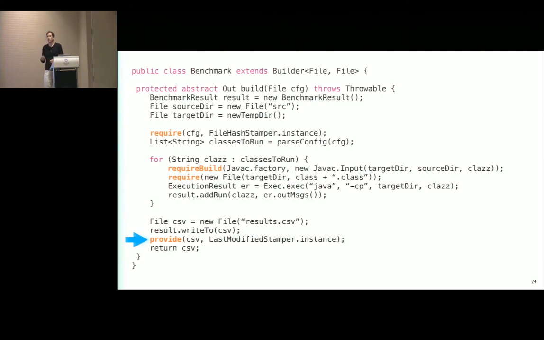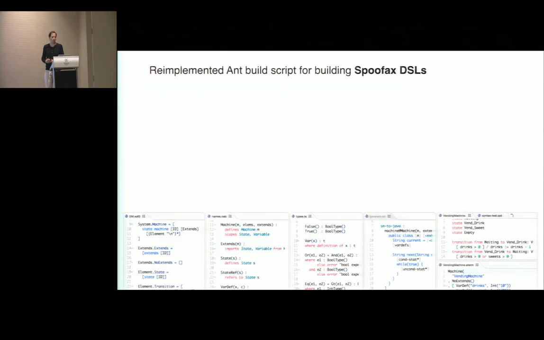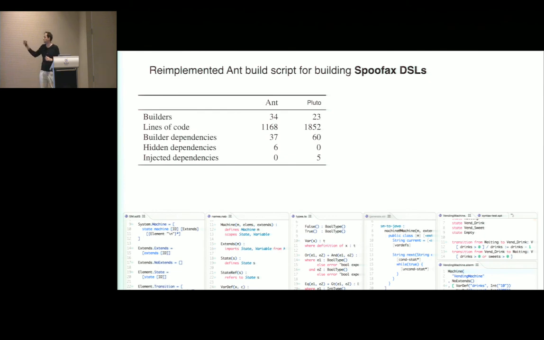All right, so we have evaluated our build system on a build script for SpoofX, which is a tool for building DSLs. And we have re-implemented the ANT script that they used before. Here's some statistics. The ANT script had 34 targets. We have 23. Maybe what's interesting is that we require about 60% more lines of code than the ANT script. But that's kind of unsurprising, right? Because we didn't focus on designing a DSL or anything. We just provide an API, and we're focusing on the algorithmics of the challenge.